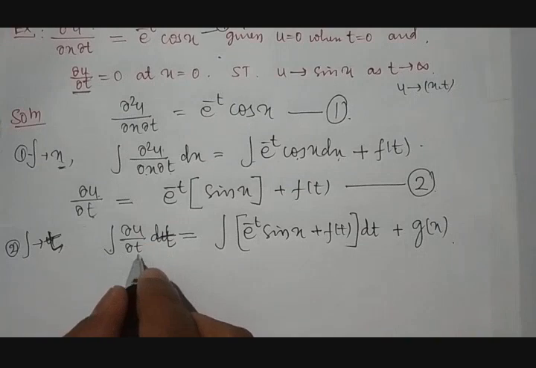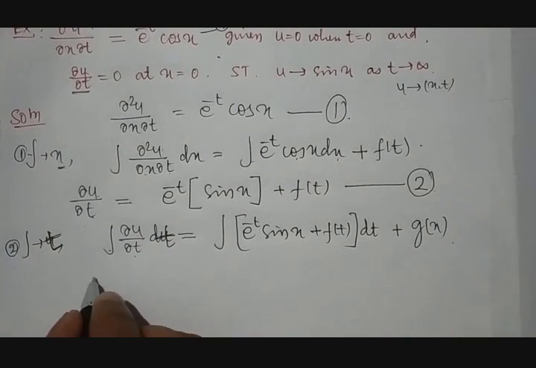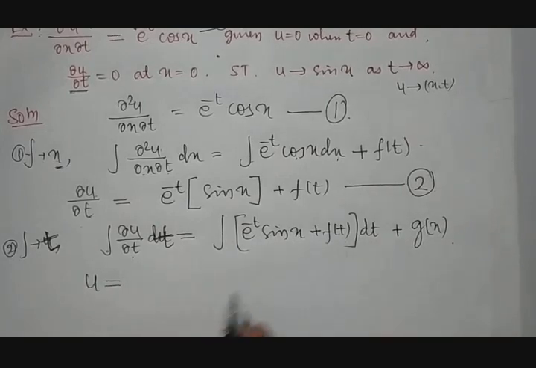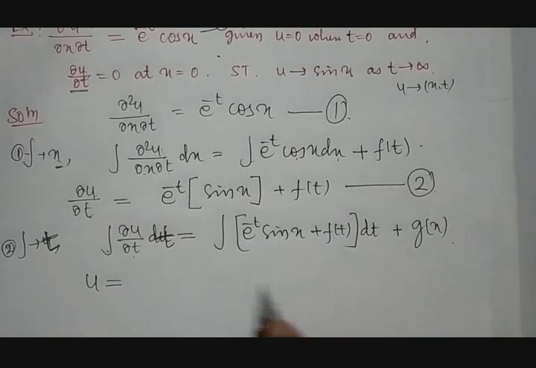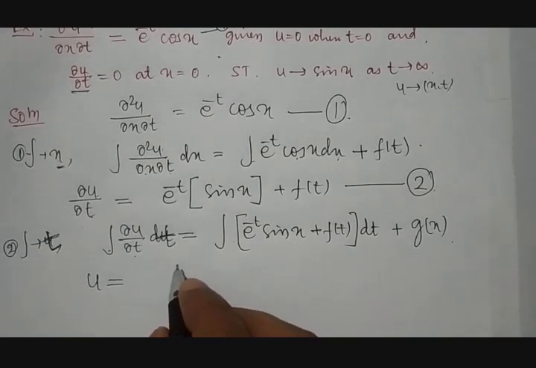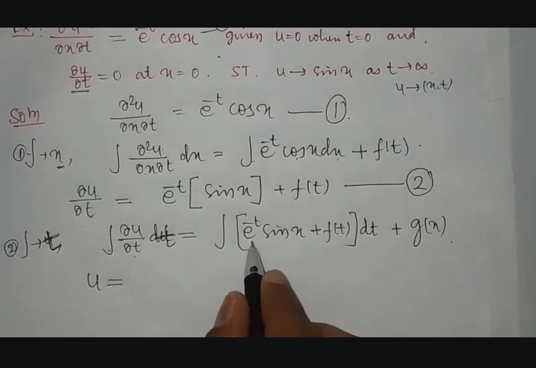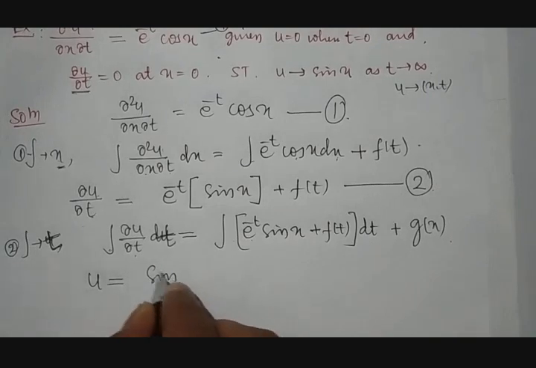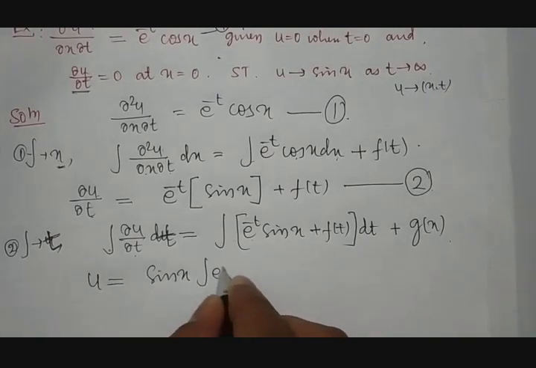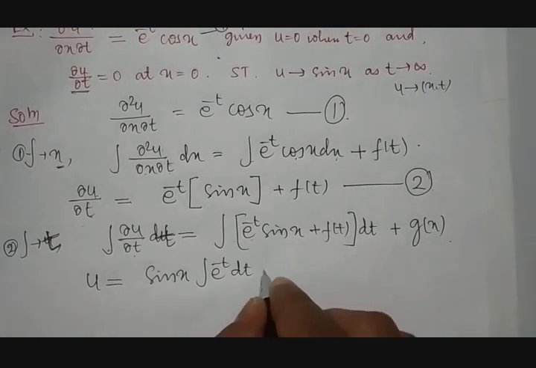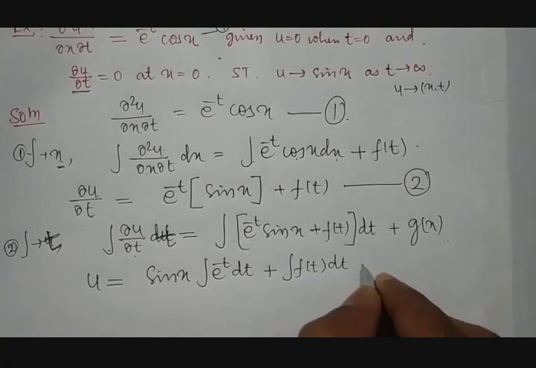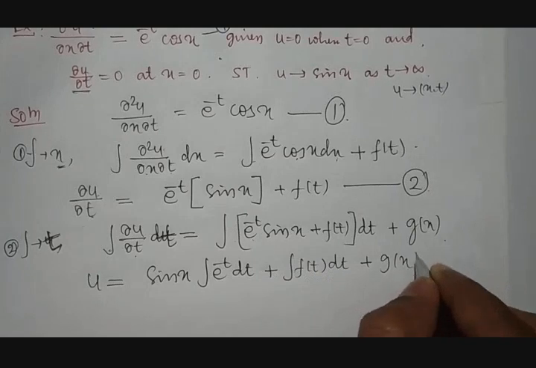Therefore, integration of ∂u/∂t with respect to t is u. That is equal to, here I'll take integrations for individual terms. First we take integration with respect to t. So sin x is constant. Then it is the integration of e^(-t) with respect to t, plus the integration of f(t) with respect to t, plus g(x).